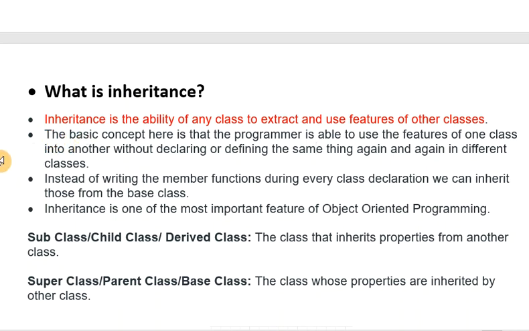Here it is the basic concept that a programmer is able to use the features of one class in another without declaring or defining the same thing again and again in different classes. We don't need to define the same thing again and again in all the classes. We can define the concept in one class and use it in other classes. That is called inheritance. It is similar to real life, where our grandparents have some features and we inherit a few of them from our parents. The same thing we are going to understand in programming.